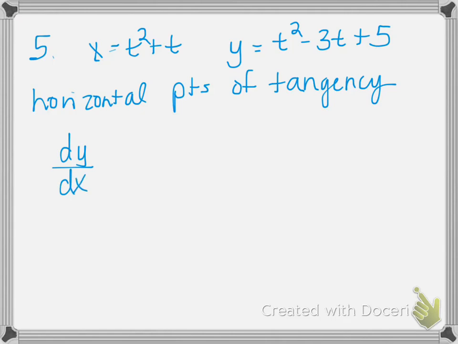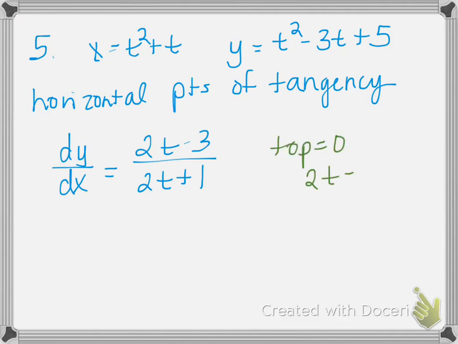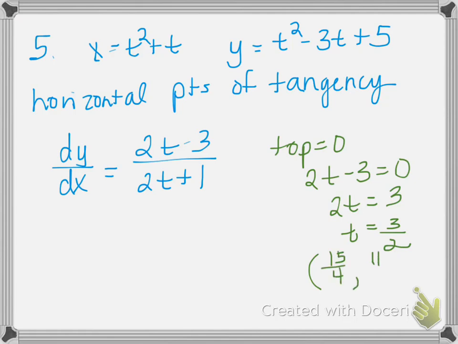Well, remember that horizontal points of tangency is where the derivative equals 0. So you first have to find the derivative, which means you find the derivative of the y, and you find the derivative of the x, and you divide them. Well, horizontal tangents would be where the top equals 0. So you would get 2t minus 3 equals 0, which means 2t equals 3, which means t is 3/2. But whenever you find the point here, it has to be in terms of x's and y's. So then you would take that 3/2 and you would plug it in for t into both of them, and you would get 15/4 and 11/4.